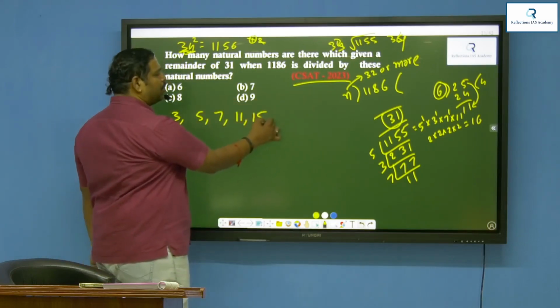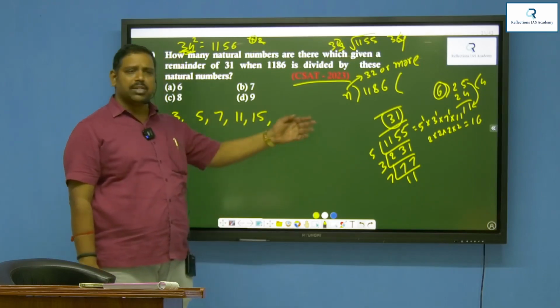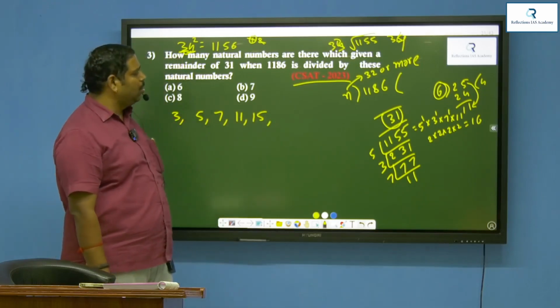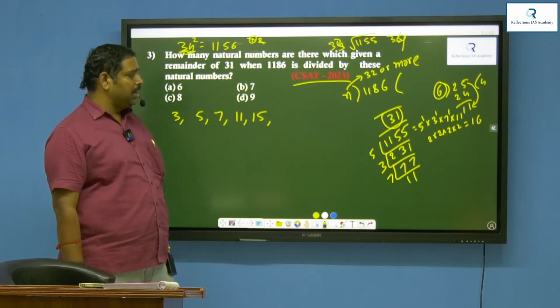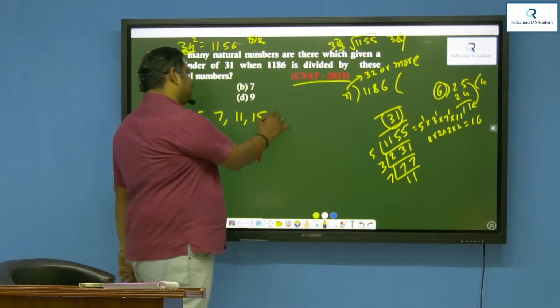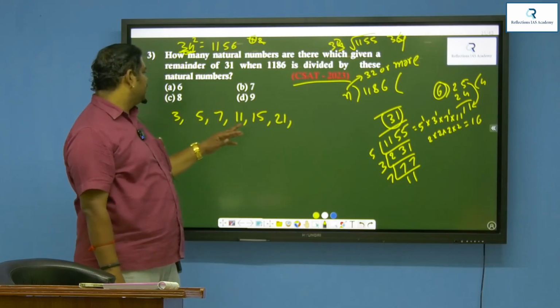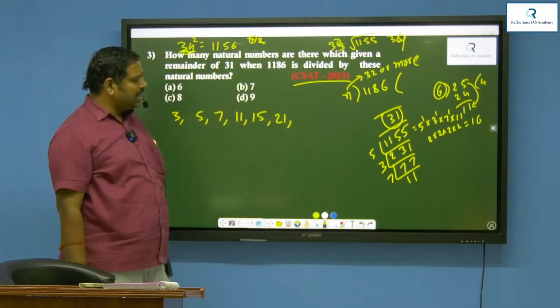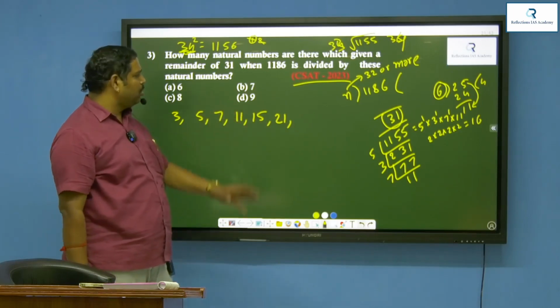Go with 16, not possible. Try with 17. 17, 13, 135, not divisible. Next go with 18, not divisible. 19, not divisible. 20, not divisible. 21 means 7 and 3, yes, 21. 22 means 11 and 2, no. 23, verify: 23 5s are 115, not divisible. 24 means 8 and 3, no. 25 means 5 and 5, no, 25 is not divisible.